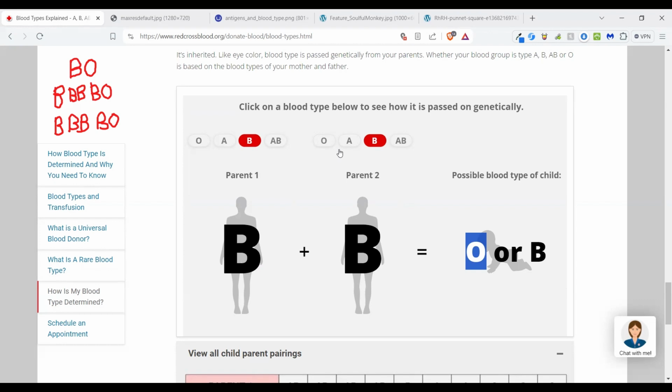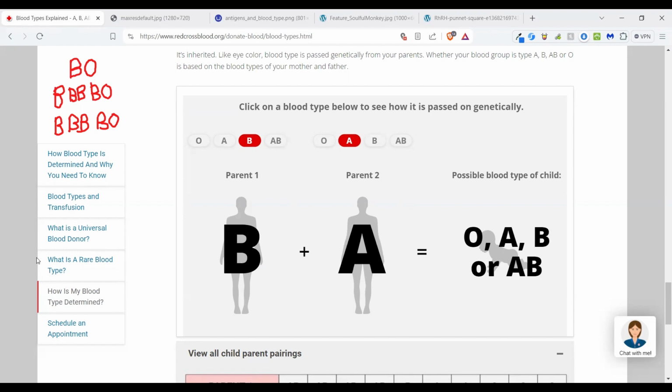So actually, let's look at a case where you have the greatest variety in terms of the possible blood type of the child. And that is if you have a parent of blood type B and a parent of blood type A. And these parents also have to be heterozygous. So let's draw that out. So AO, and I will color code these to show you exactly which alleles are going where.